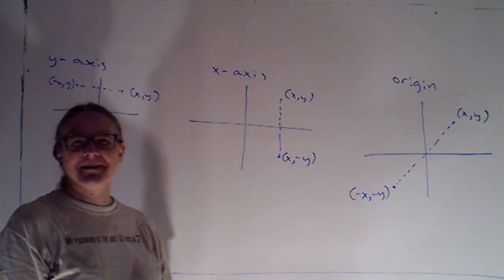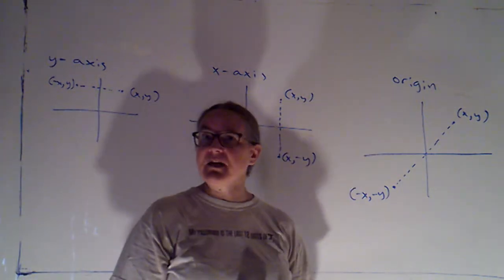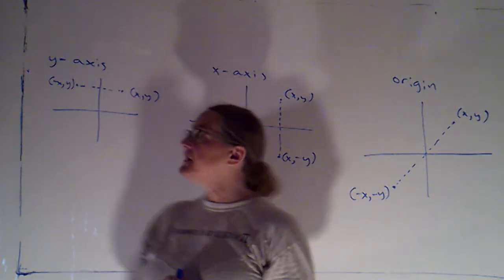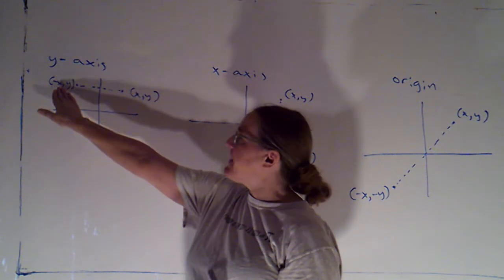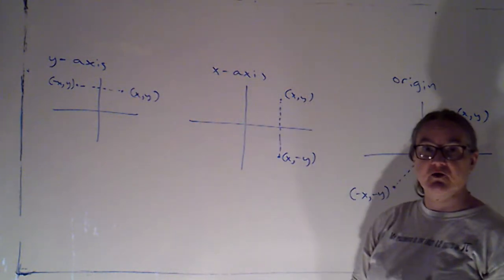I don't encourage you to just memorize that, because I think it's so much easier to think about what symmetry means. Just draw yourself a point. Describe the mirror image. This mirror image has the same y, but the opposite of x. That tells me that that's what I'm going to plug in when I'm testing for that type of symmetry.